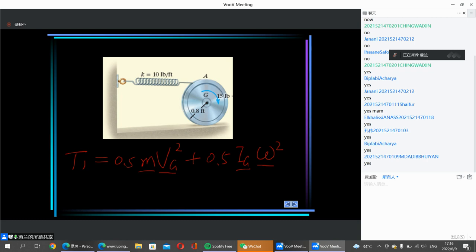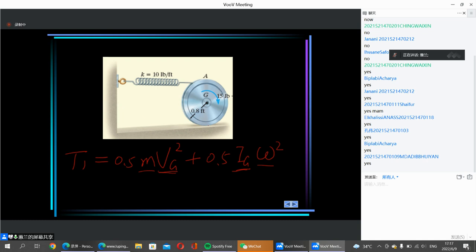So here we have two unknowns, right? Because I_G is actually given, since the radius of gyration is given, so we can find I_G directly. But we got two unknowns: V_G and omega. So we need to find the relation, or replace V_G with a function of the angular velocity. But how do we find V_G? What's the relationship between V_G and omega?